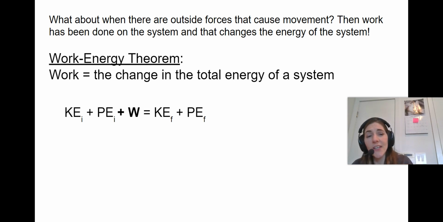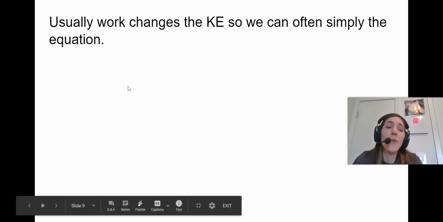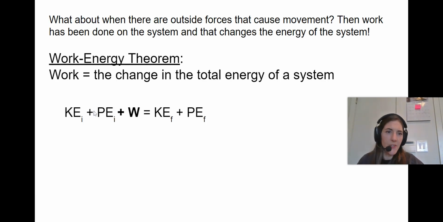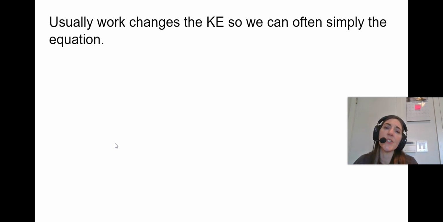So if you do work on a system, either in the form of kinetic energy or in the form of potential, like adding gravitational potential energy, you have done work on the system. Now one thing we can do to make this equation a little bit easier, let me just go back to the equation. So this looks confusing, but all we've done is add in the amount of work that was done. So usually work changes the kinetic energy, so we can often simplify the equation a little bit.